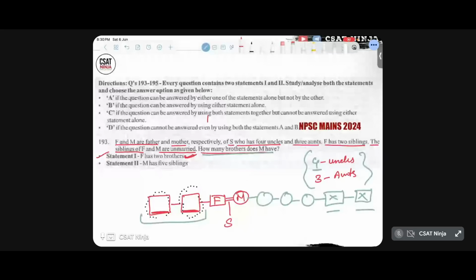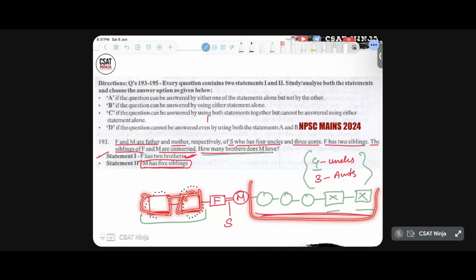Next statement is M has 5 siblings. M has 5 siblings. Without using this statement also, I'm pretty sure. Why? Because F has how many? F has 2 siblings, which means that the remaining 5 will be siblings of M there. So statement number 2 is of no use.